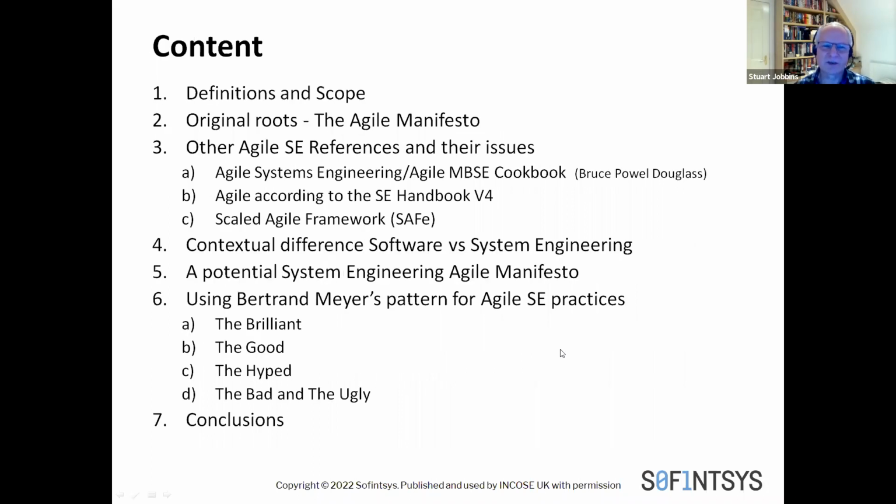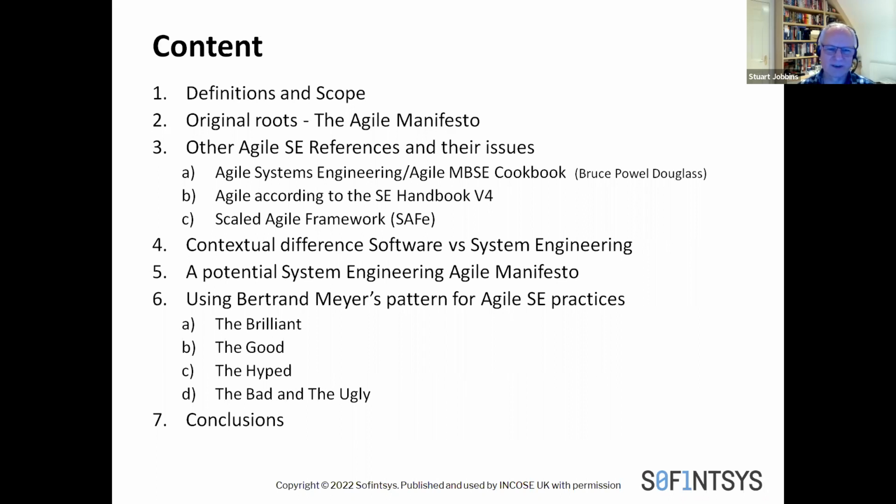So the content: I'm going to go through some definitions and scope, as you'd expect from a systems engineer. I want to make sure we're all talking about the same things with the same terminology. I'll look at the original roots with the Agile Manifesto, and then I'll go through some of the typical SE references that you may well know about, including Mr. Powell Douglass's books, which I know he did a series of webinars on, must have been about a year ago now. So we'll cover some of that. He's a good source of material, even though I draw different conclusions. And I'll look at the SE Handbook and Scaled Agile Framework just for reference.